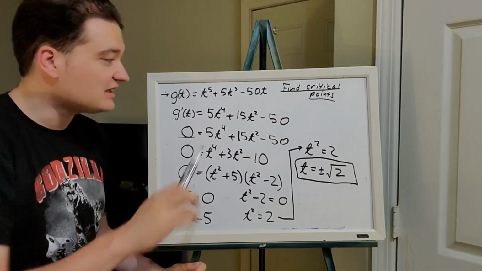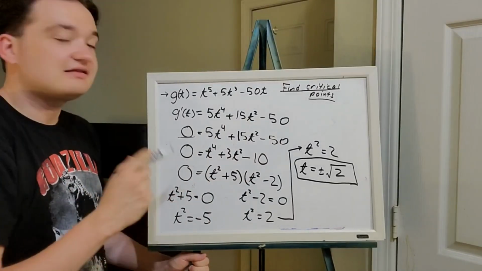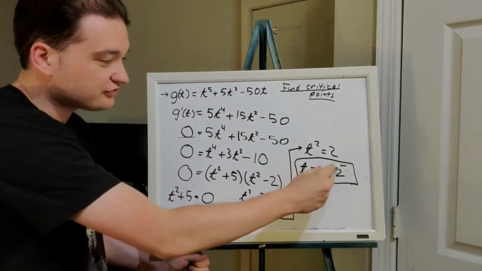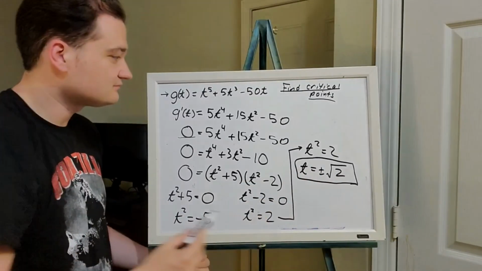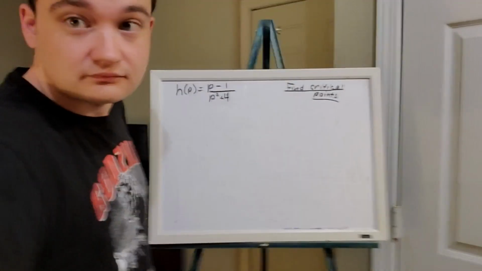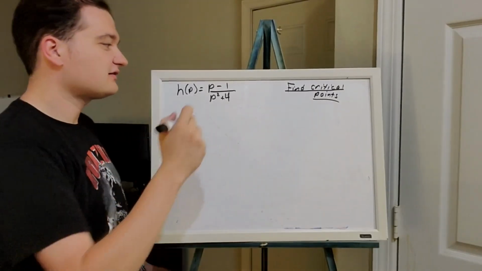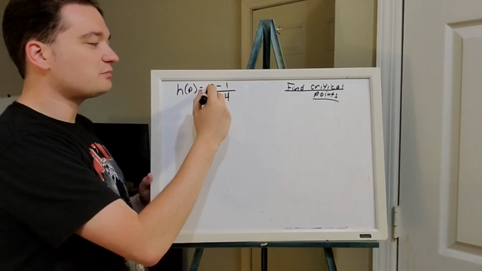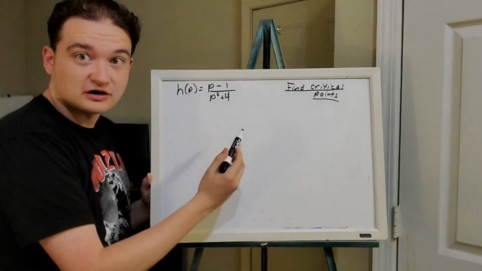If you don't believe me, I recommend you plug this into Desmos and graph it. That's going to show you there's exactly 2 roots, plus and minus square root of 2. So that's pretty cool. Let's do another one. Alright, here's the third problem. We're still finding critical points, except this time the function is p minus 1 divided by p squared plus 4.